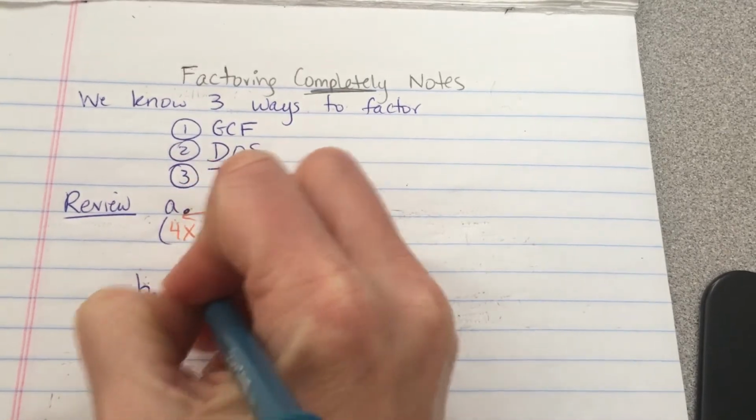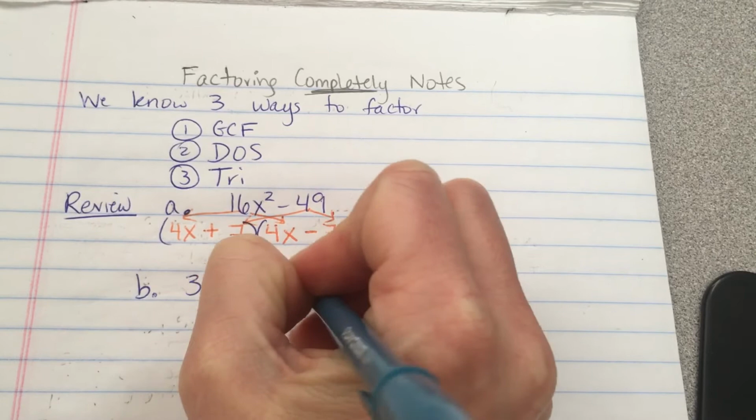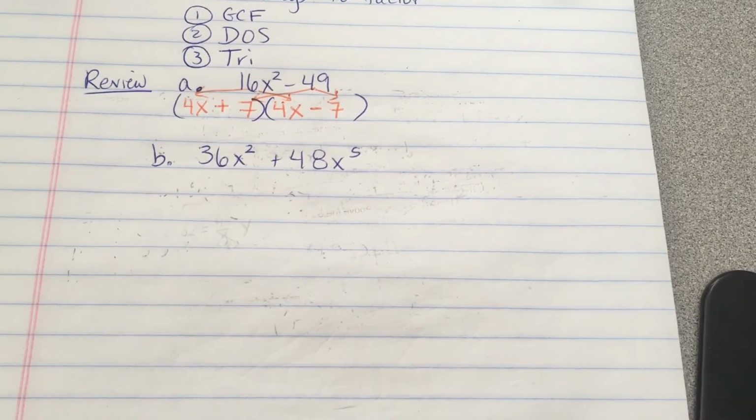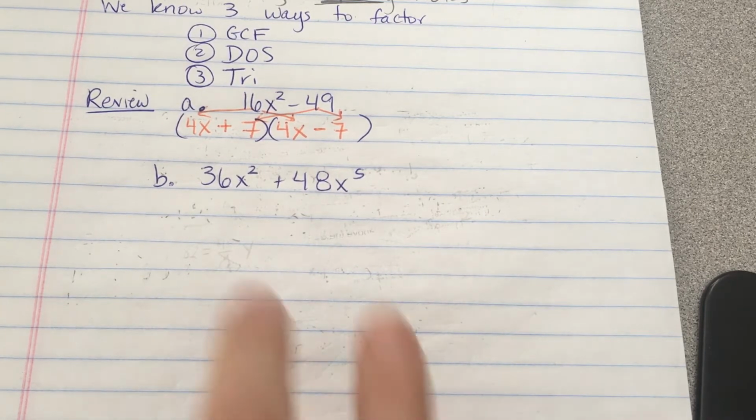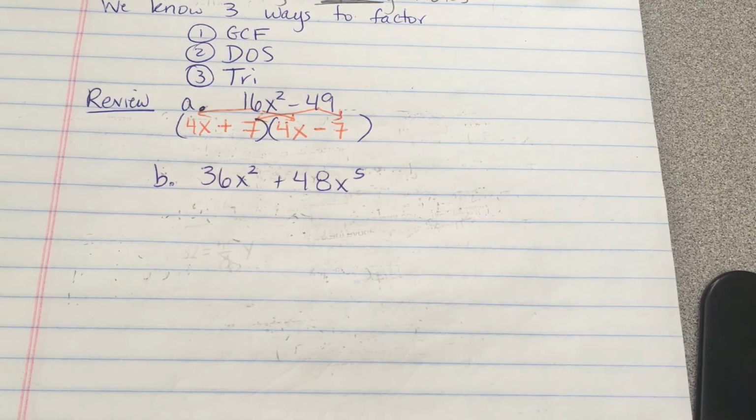All right, 36x squared plus 48x to the 5th. How many parts does this one have? 2. Is it difference of squares? Why is it not difference of squares? It's addition. That's one way. And 48 is not a perfect square. 36 is, right? What's 36? 6 and 6, right? But 48 is not a perfect square. Okay? All right. This one must be greatest common factor.